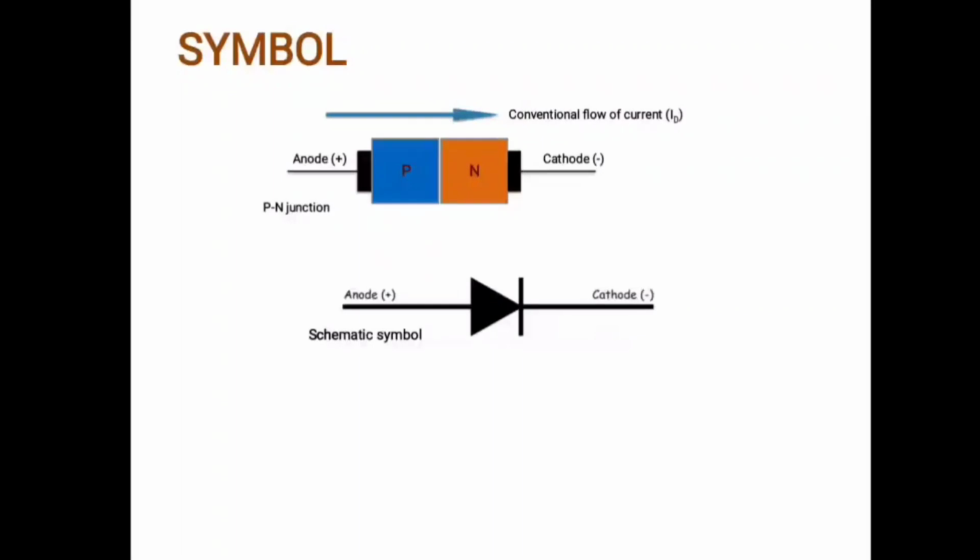Let us identify the symbol of a diode. There are many types of diode. Each type has its own symbol, but the basic design remains the same. As we said, a diode has only two terminals, anode and cathode. The arrowhead indicates the direction of current flow from anode to cathode.